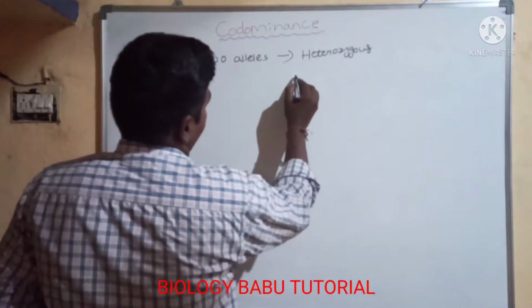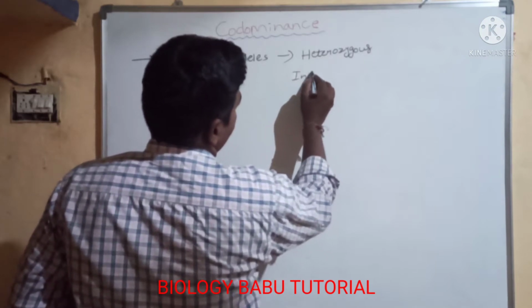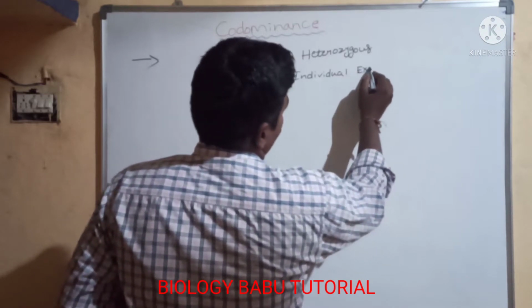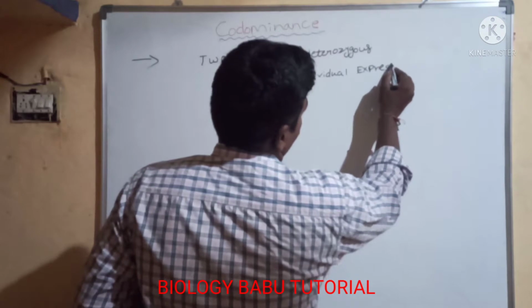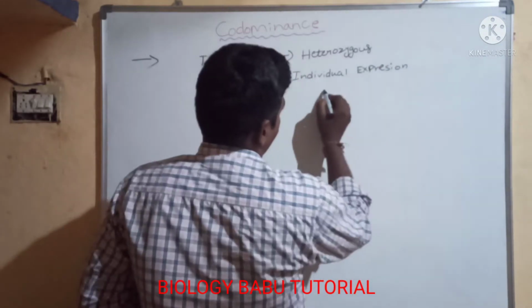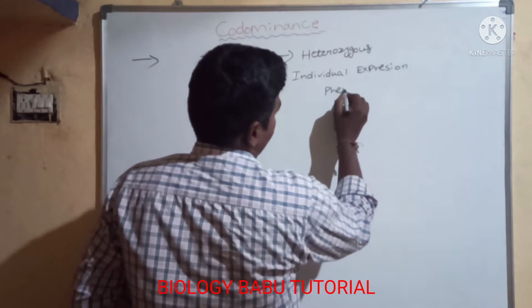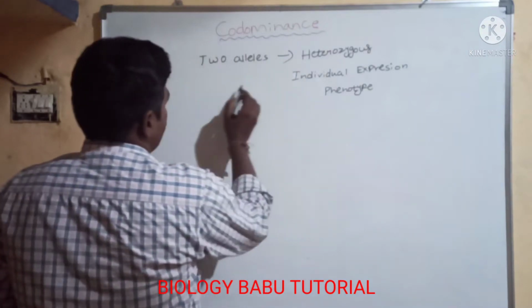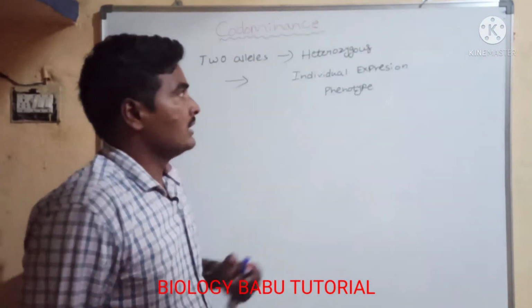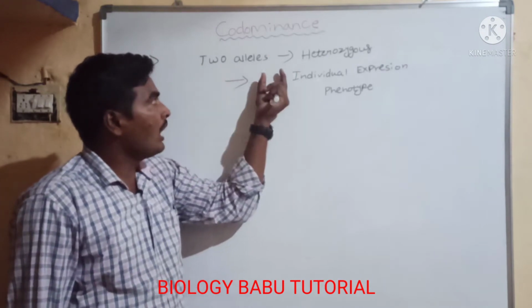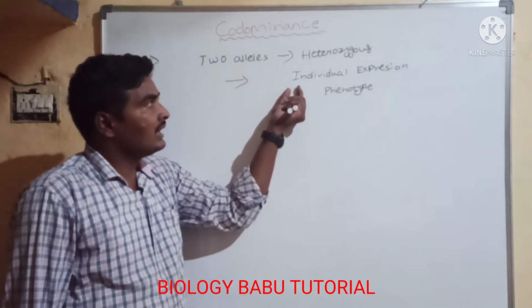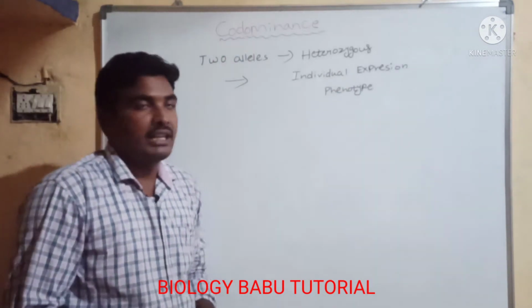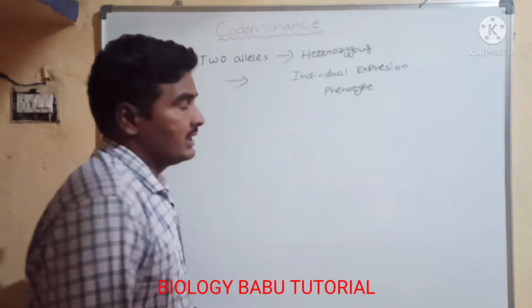Individual expression of phenotype, that is called codominance. So what is codominance? When the two alleles are heterozygous, in which individual expression of phenotype occurs, that is called codominant. So let us take one example of codominance.